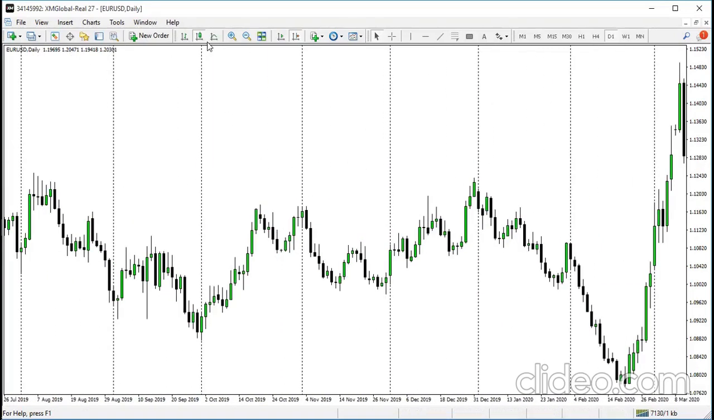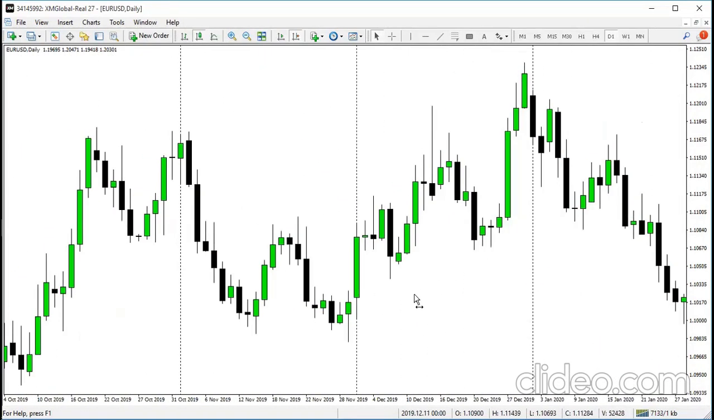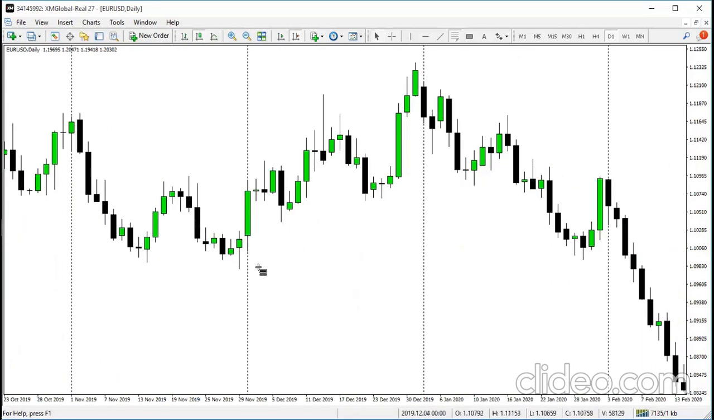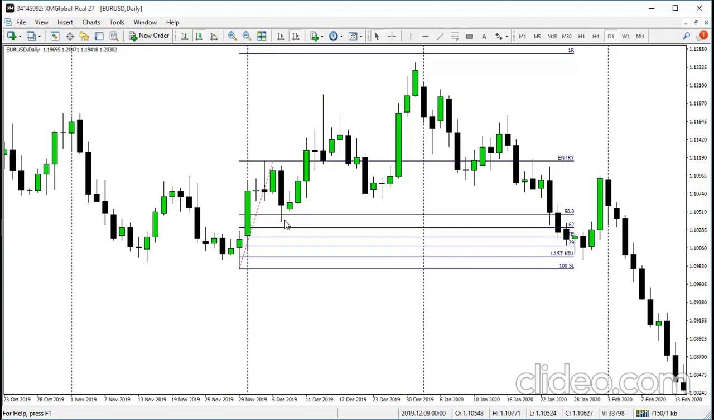For example, you see this low here, this one, and this high. If I take this low and this high, you see the price came below the 50%. So they came to discount.